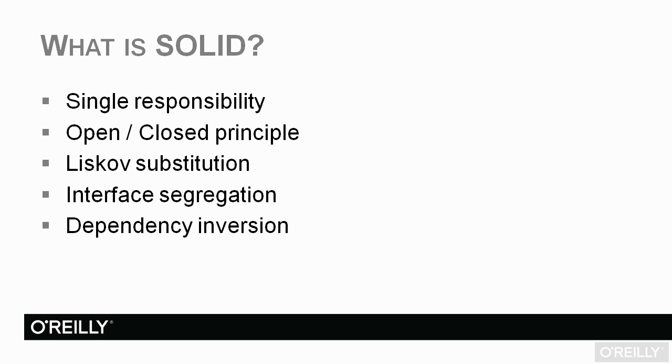The first is single responsibility, and we're going to be talking about each one of these principles in detail. The second is the open-closed principle. The third, the Liskov substitution. The I stands for interface segregation, and the D stands for dependency inversion.